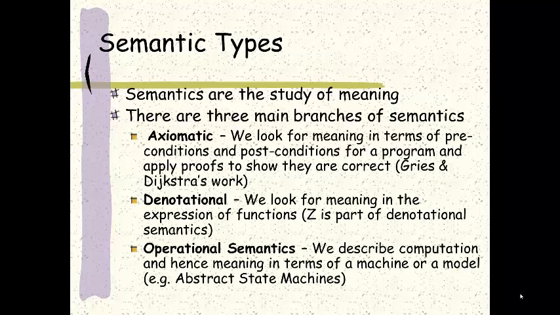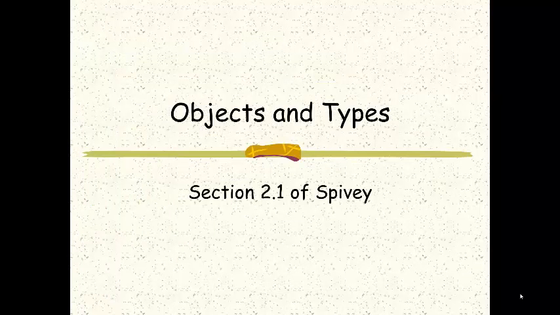Denotational, we look for meaning in the expression of functions, and so Z is part of denotational semantics. And last but not least are the operational semantics, where we describe the computation and hence the meanings in terms of a machine or a model. Examples of that are abstract state machines. These are important if you want to look into different types of formal methods, but just remember that Z uses denotation. So we'll take a little overview of Z and see some of the details of it.